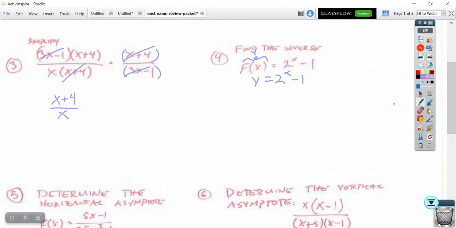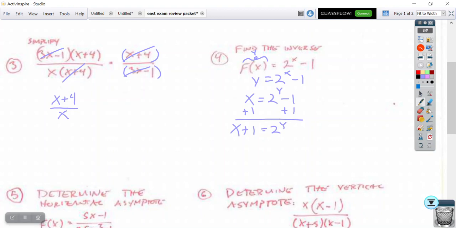Well, now to find the inverse, we're going to flip it. And so we have x is equal to 2 to the y power minus 1. So the first thing we're going to do is add 1 to both sides. And that's going to give us x plus 1 is equal to 2 to the power of y.